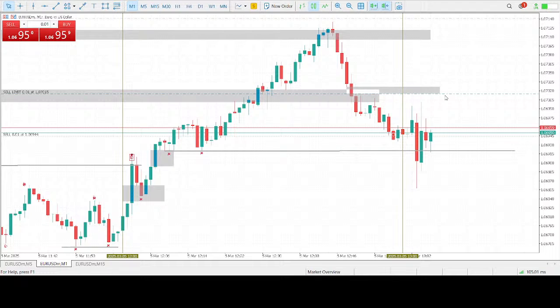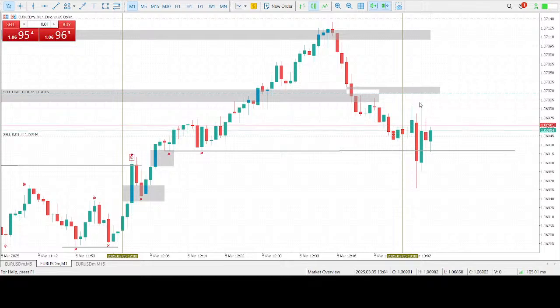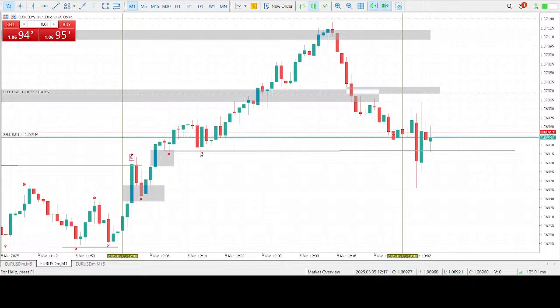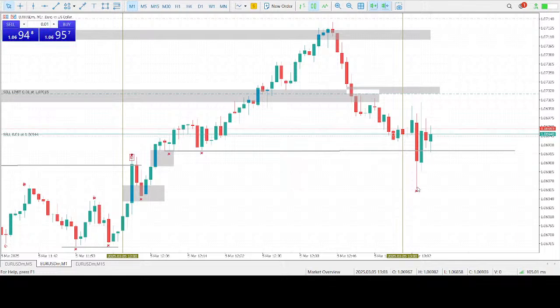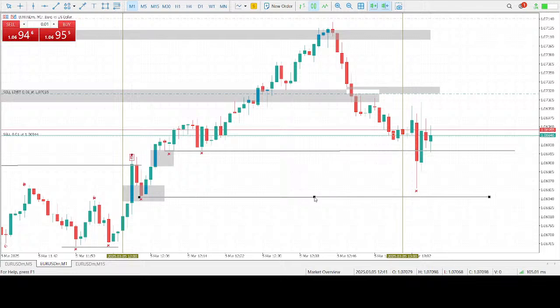There's an injection of liquidity about here. Let's observe how the market treats this. But this liquidity has now been taken out. Although there is some new liquidity that has been created about here that now would seek for price to run that out.